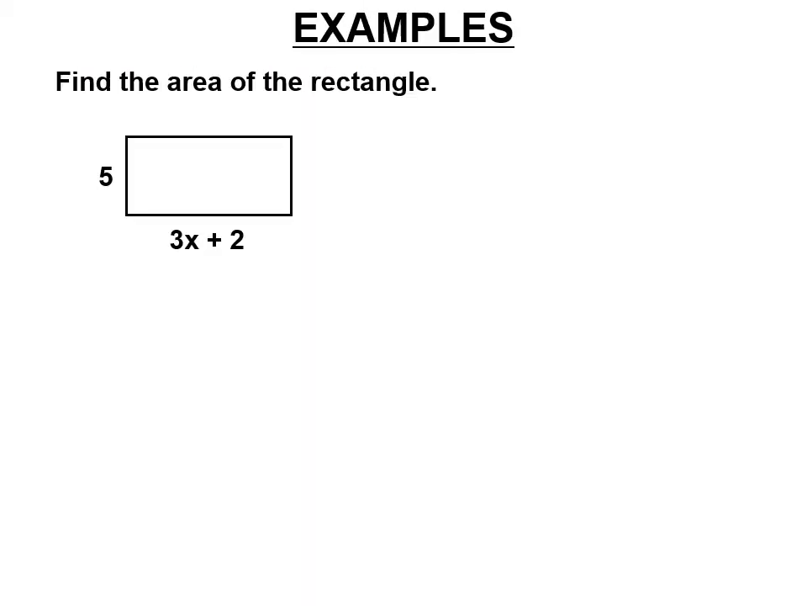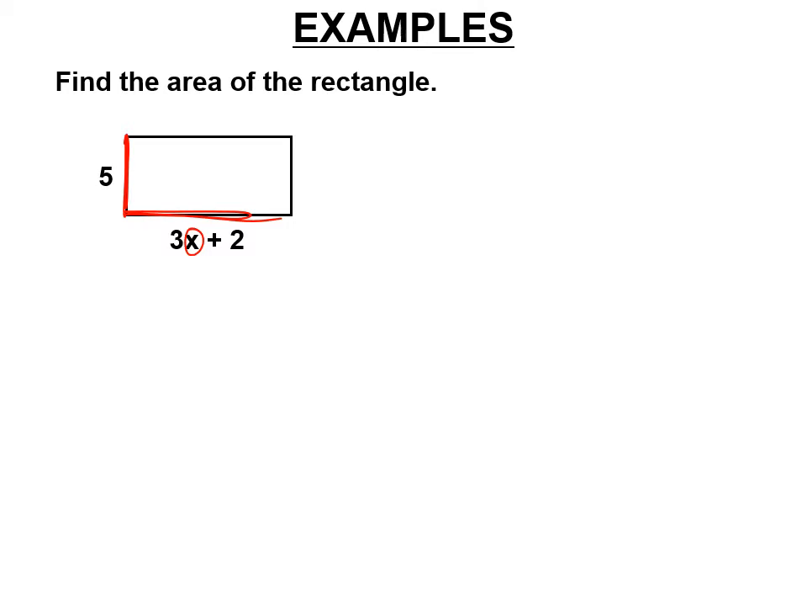All right, area. So how is area different than perimeter? Area is the number of square units inside here. Okay? So one of these sides is 5, and one of these sides is 3x plus 2. And what that means is there's some missing information on that side. But it's 3 times that missing information plus 2.